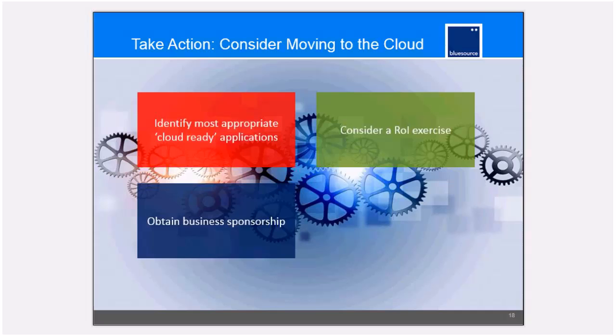Obtain business sponsorship. I think this has been a key theme throughout this discussion. This should not be an IT-led decision. It should be a decision that the business has bought into, that they wish to shift their model of delivering services from on-premises to the cloud. They're looking at moving from a CapEx model of expenditure to an OpEx model of expenditure, and that means ensuring you have business sponsorship. And then implement one of these services. So implement Exchange Online, move into that pilot POC stage, see how the benefits it brings could transform your business.